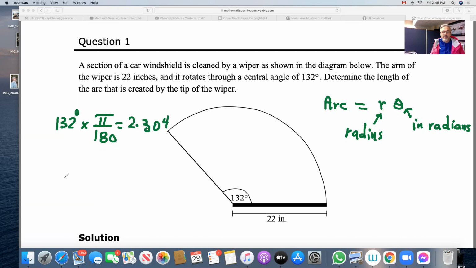2.304. Now, after that, the arc length would equal the radius, which is 22 inches, times 2.304, which equals, I'm going to round it off to one decimal, 50.7 inches.